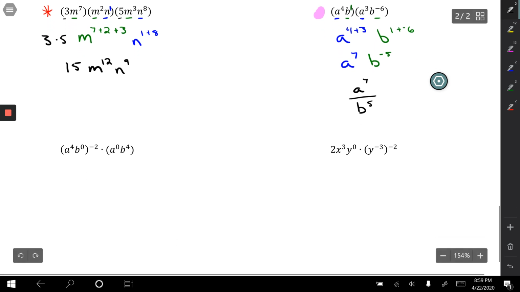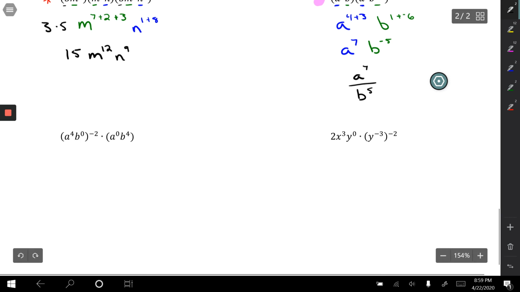All right. Let's take a look at our last 2 examples here. I've got some A's and B's on the left. So again, I want to make sure I'm taking it one step at a time. I see I have an outside power here that I'm going to need to bring into everybody on the inside. And so I'm going to multiply that negative 2 with the 4. And I'm going to multiply that negative 2 with the 0. Well, negative 2 times 0 is still going to be 0.